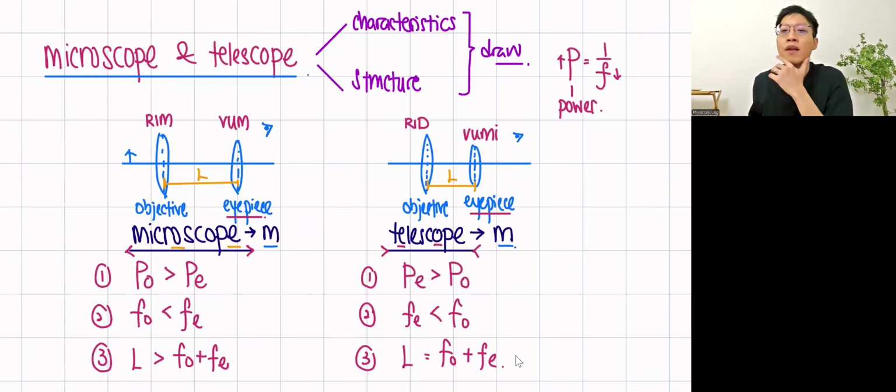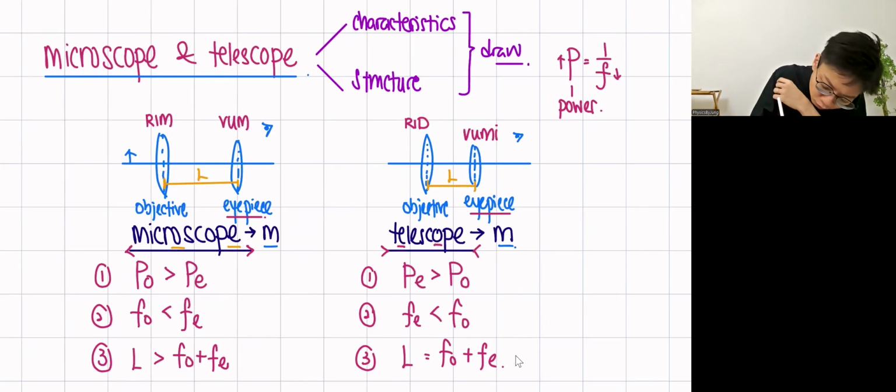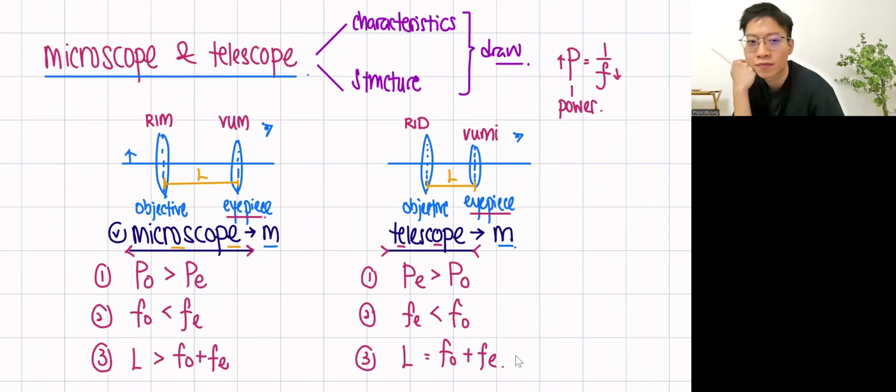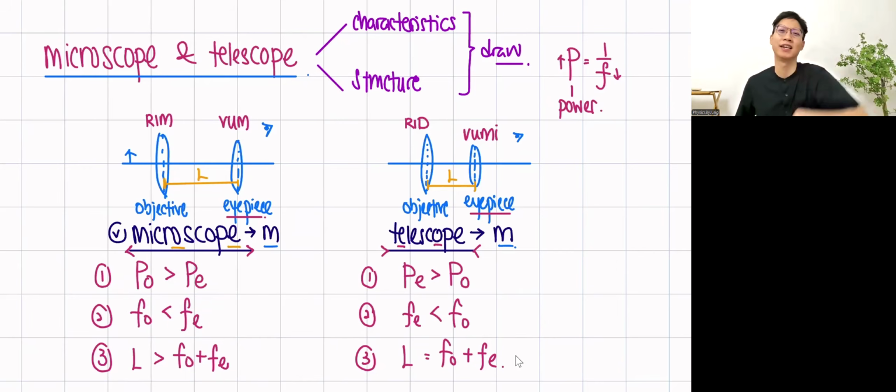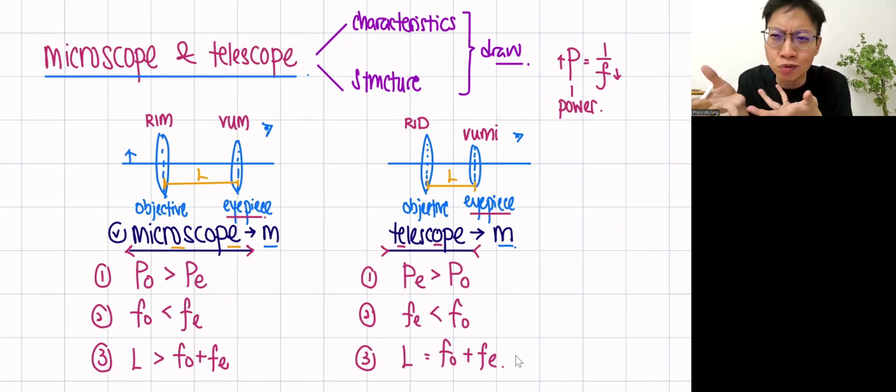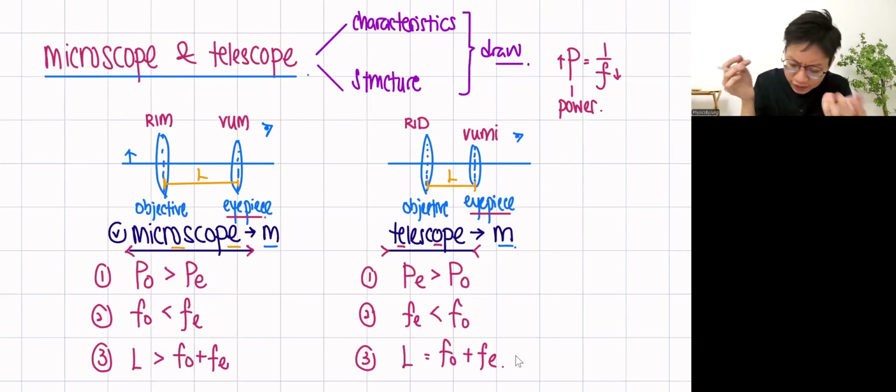Okay, guys, I choose the microscope to explain to you. Why must PO be more than PE? Why must L be more than FO plus FE? Why must it be like this? I explain this to you. Everything has a reason, guys. But because these kinds of things in exams they won't ask, that's why sometimes I am very reluctant to teach you all. Later the exam doesn't ask.